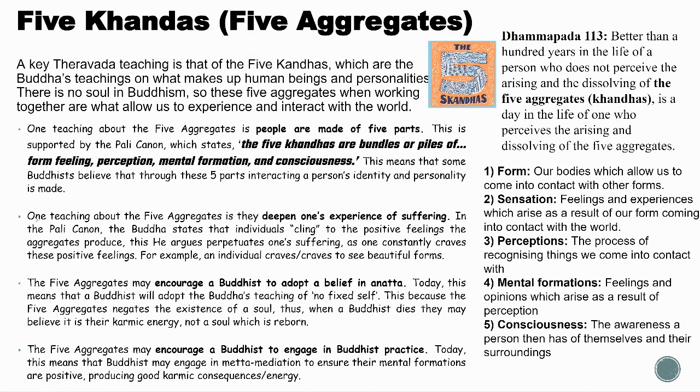Arising from that, as it were, is sensation, the idea of our feelings, our experiences, which arise as a result of our form coming into contact with the world. Perception is the process of recognizing things as we come into contact with them. Mental formations then are the feelings, the opinions better, the thoughts, the cognitions, which arise as a result of the perception. And then arising from all four, it's consciousness, the awareness a person has of themselves and their surroundings. So the five aggregates may encourage Buddhists in all kinds of ways.